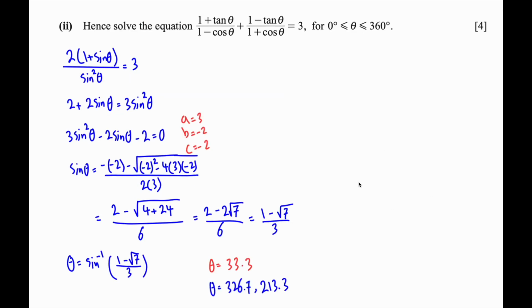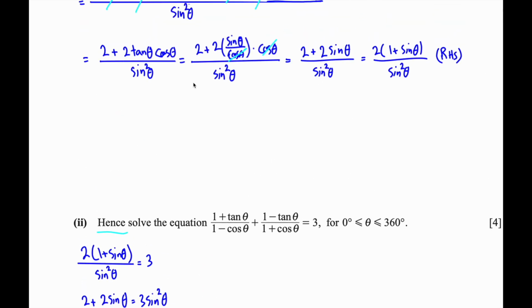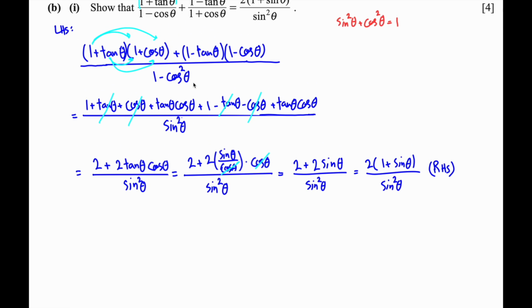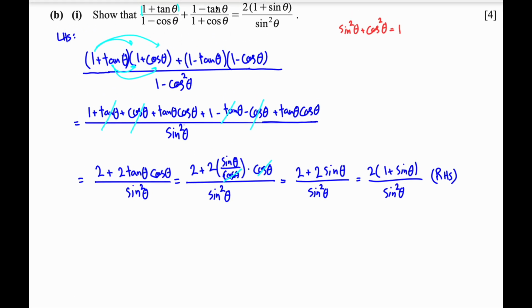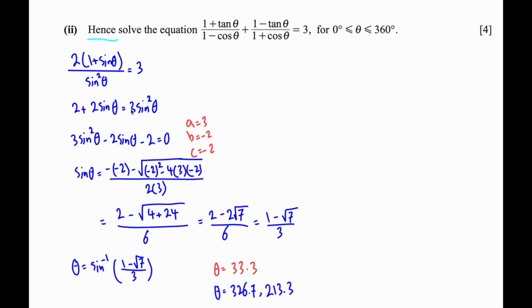In part 2, I have to solve this equation. Please take note of the word hence. Whenever you see this word, that means you have to get help from what you have obtained in the previous part. Now in the previous part, I know that this expression can be replaced by its equivalent, which is 2 times (1 plus sine theta) over sine squared theta. And that's what I did right here. You put it equal to 3, you cross multiply, and hopefully everything is in terms of sine theta, and I do not need to make any changes. I just bring everything to the left hand side.